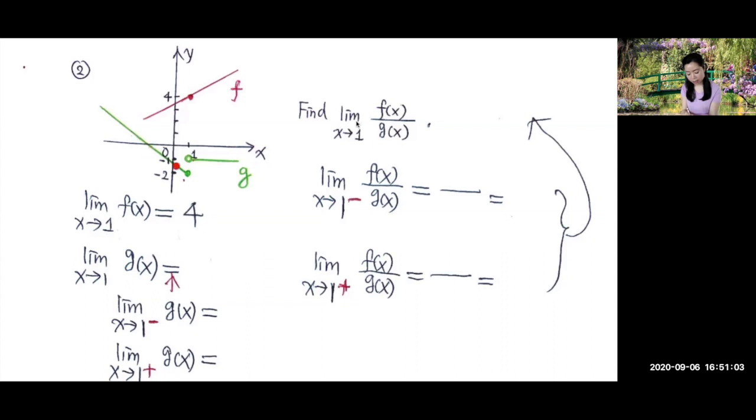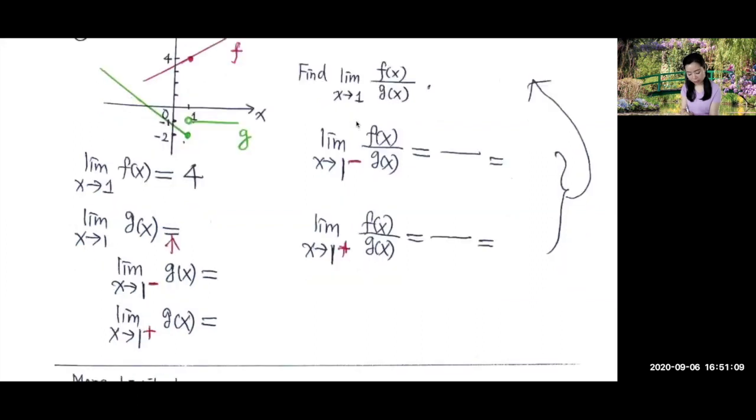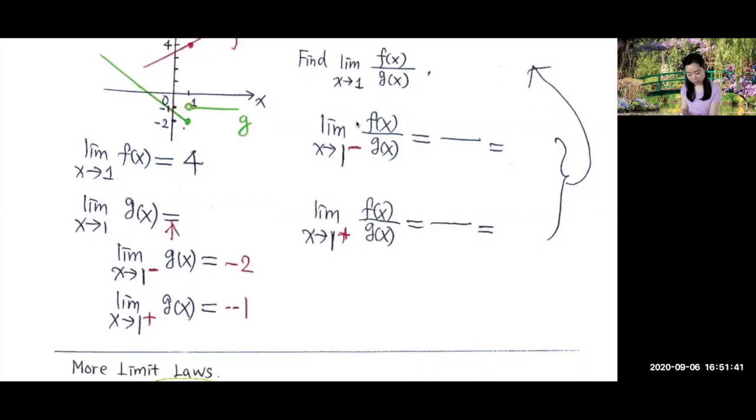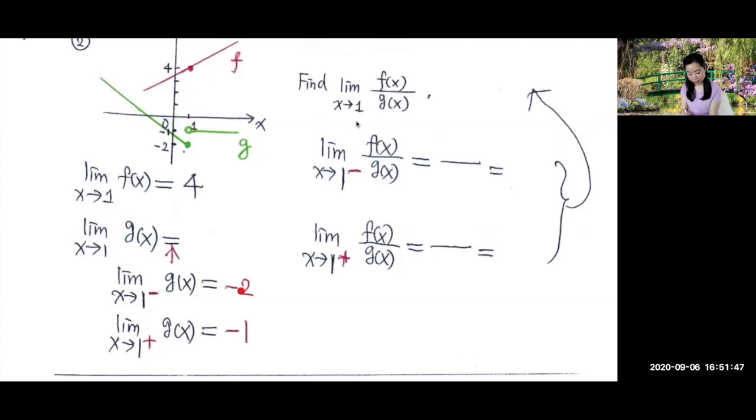We see that g of x is approaching -2. So the left-hand limit of g of x is -2. If you approach this 1 from the right side, along this graph for g, you see g is approaching -1. So this is -1. Now you see that the left-hand limit and the right-hand limit of g at 1 are not the same. So this two-sided limit does not exist.